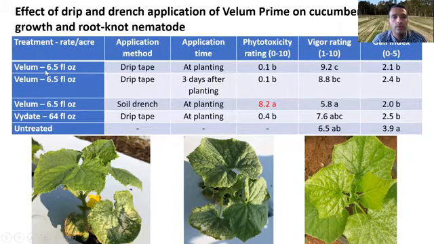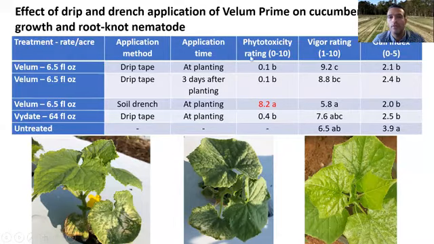In our trial, we used 2 nematicides, Velum Prime and Vydate. The Velum Prime at the rate of 6.5 fluid ounces was used either at planting or 3 days after planting through drip irrigation. In another treatment, we had soil drench application of Velum Prime at planting. We also included Vydate at the rate of 64 fluid ounces per acre, again at planting, and an untreated check.